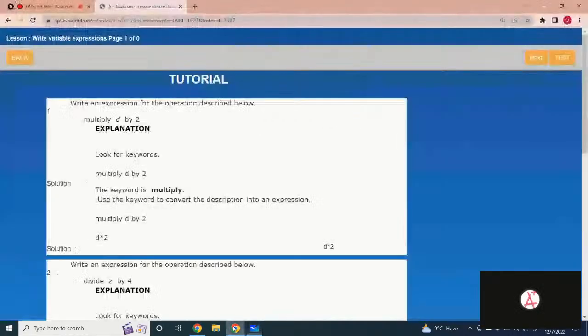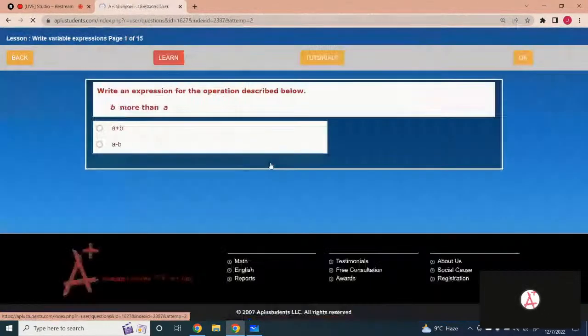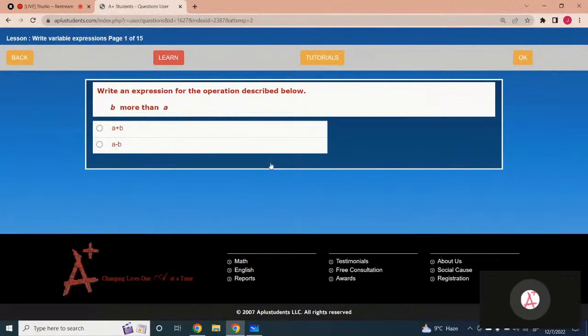Okay, let's start with the chapter. Let's start with the test questions. Okay, write an expression for the operation described below. Okay, the operations are described in the words. Got it? You have to write them in an expression form. Got it? B more than A.